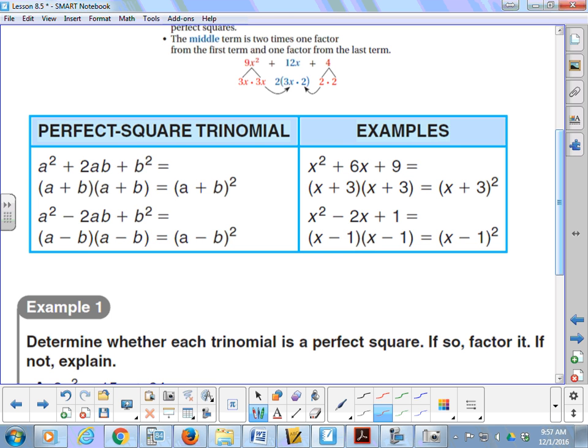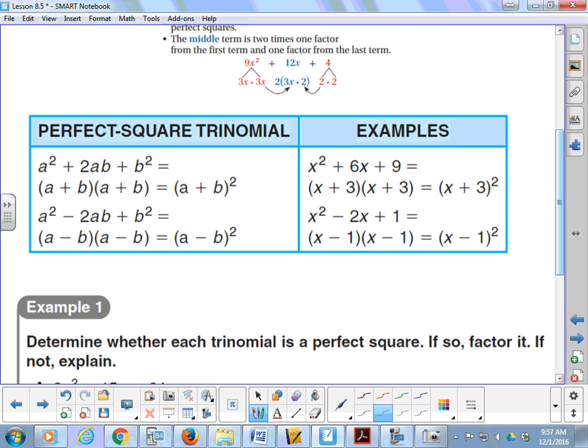Okay? All right. Or x squared minus 2x plus 1. Factors of 1 that add up to negative 2: negative 1 and negative 1. So I can write it as x minus 1 squared. So this is why it's important that you know what the squares are.